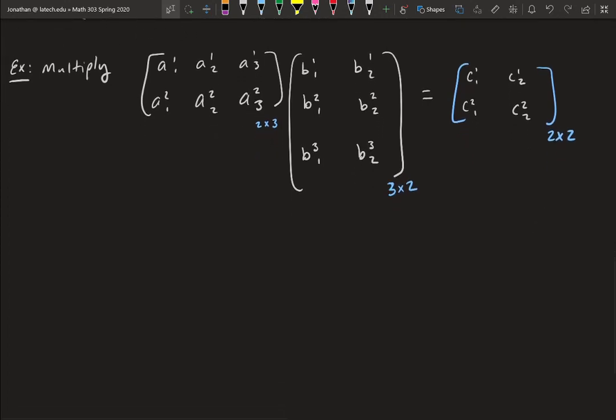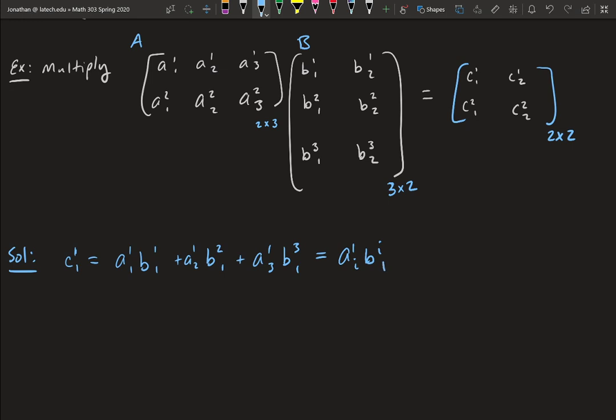And what would the C11 component be? So the solution would be C11 equal to the first row of A, so call this matrix A and this matrix B, the first row of A dotted with the first column of B. So that would be A11 times B11 plus A12 times B21 plus A13 B31, which is actually a summation over the lower index on A and the upper index on B. So I could write this as A1i, Bi1. So C11 would be represented by A1i, Bi1.